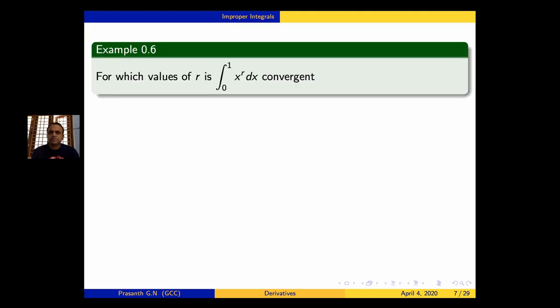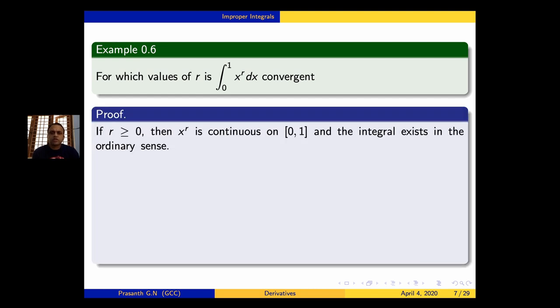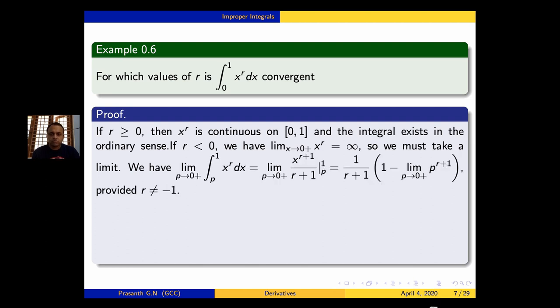Let us see for which values of r the integral from 0 to 1 of x raised to r dx is convergent. If r is greater than or equal to 0, then x raised to r is continuous on the closed interval [0, 1] and the integral exists in the ordinary sense. If r is less than 0, we have the limit as x tends to 0 plus of x raised to r equal to infinity. So we must take a limit.